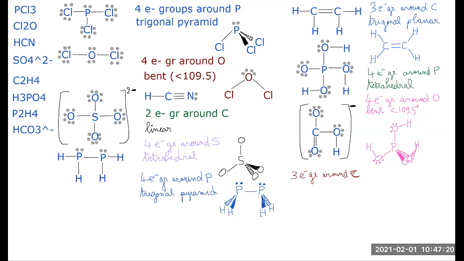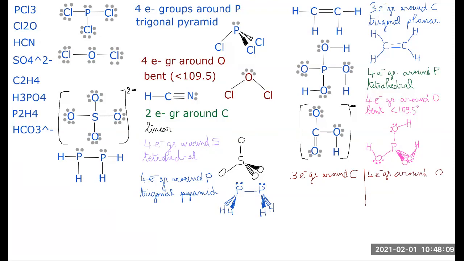Around C, okay? And let's do the oxygen also here. The oxygen that is bonded to hydrogen also has a shape. And so we can count the number of electron groups around that oxygen. It has a single bond to carbon and a single bond to hydrogen, and two lone pairs. So that's 4 electron groups around that oxygen. Okay.